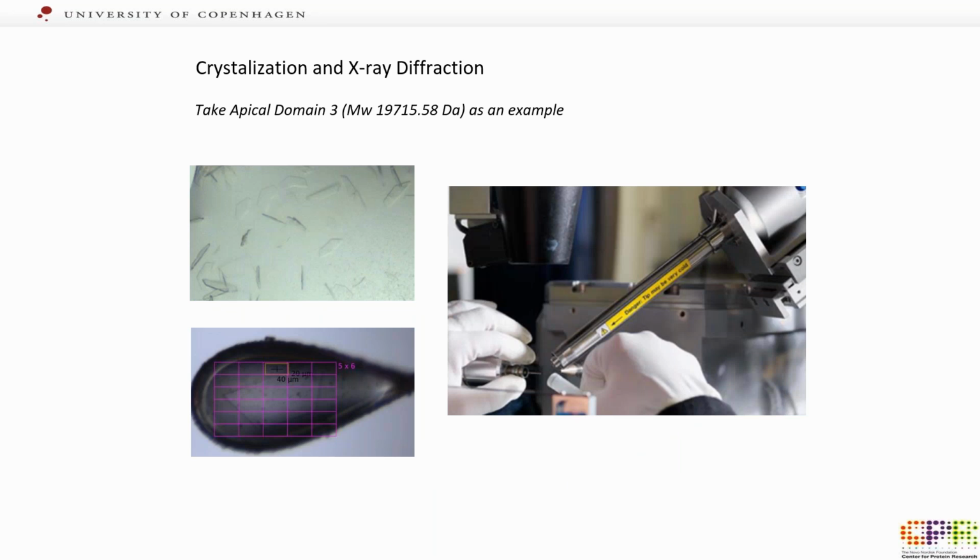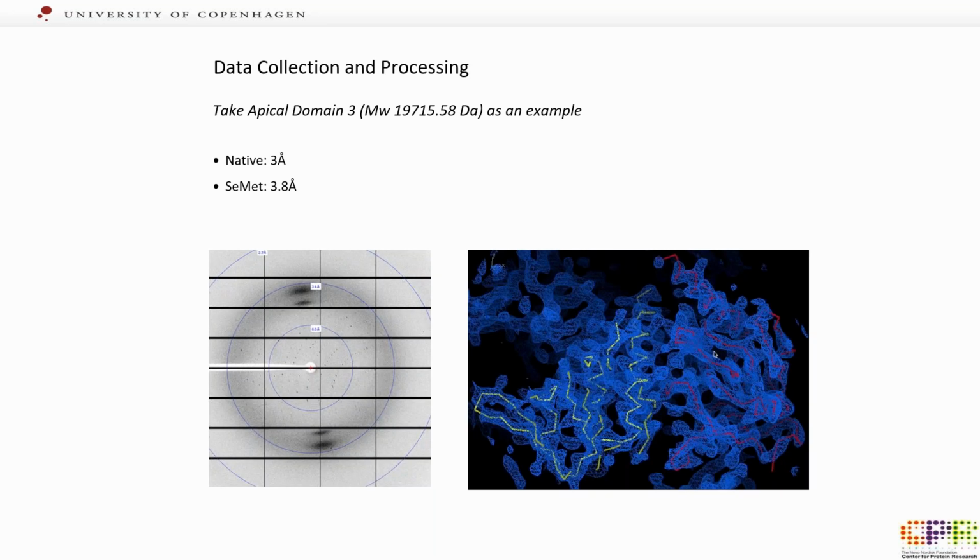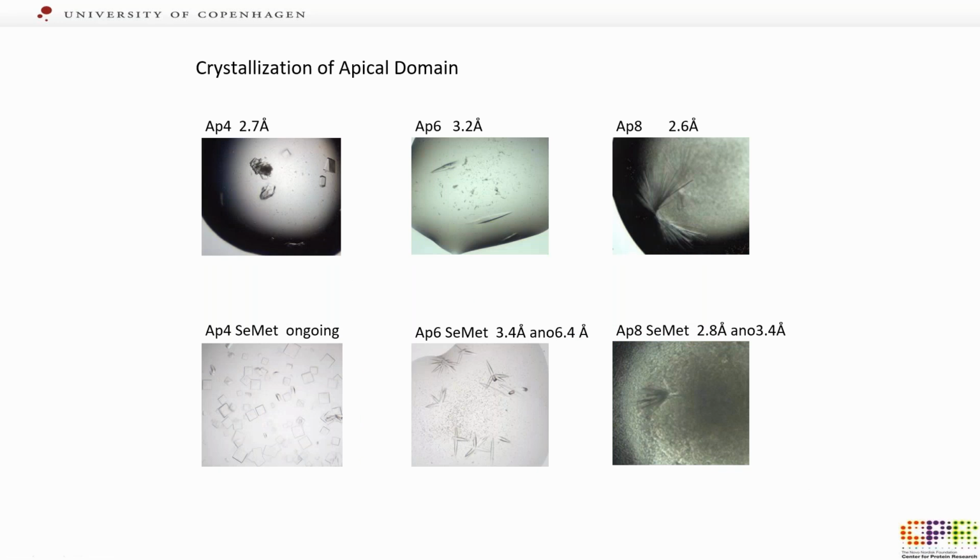And luckily, I got plate-shaped crystals of Apical 3, which diffract to 3 angstrom with native protein. At the same time, the selenomethionine crystal diffracts to 3.8. By employing molecular replacement and also experimental phasing, I got a structure at around 3.4 here. In addition, I also got crystals for Apical 4, Apical 6, and Apical 8, with both native protein and selenomethionine protein. The data processing is ongoing for this part.